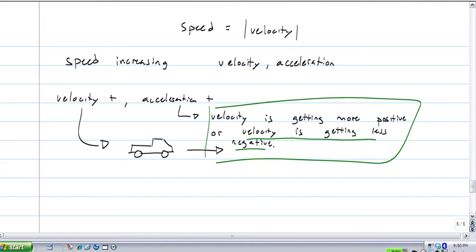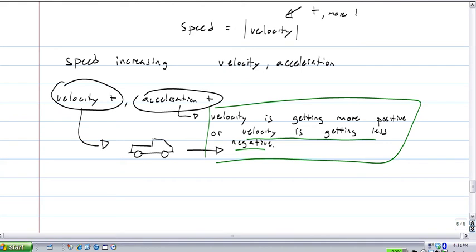So, I've got velocity is positive becoming more positive. So, the absolute value of velocity is speed. So, in that case, is speed going to be increasing? Yes. If velocity is positive, acceleration is positive, then that means velocity is getting bigger. Velocity is getting bigger in a positive way. So it's like positive, more positive, more positive. Yeah, speed is increasing. That's scenario 1.